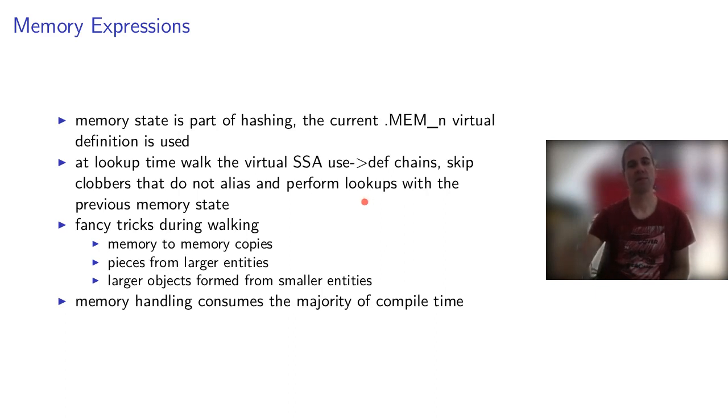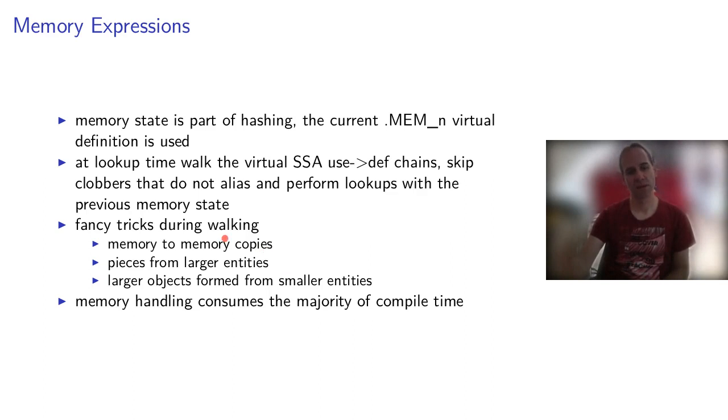So what I already said, the memory state is part of the hashing. We perform a walk of these memory state SSA use-def chains. There are quite some fancy tricks implemented in this walking to handle more cases, because common sub-expression elimination of memory, and then further eliminating dead stores or dead loads, are of course the most important part of common sub-expression elimination, because memory accesses, as we've learned in the talk from the performance team, are quite crucial to avoid loading things into the cache, and it makes most of the difference in practice.